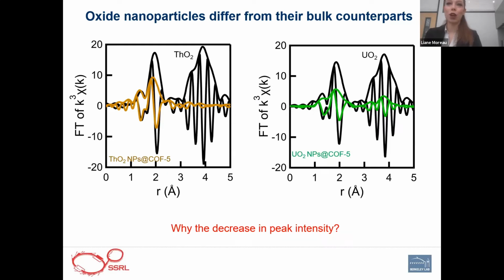So our main question here, we can look at the thorium case, we look at the uranium case. In the thorium case, we can essentially see that there's basically no second shell at all. And in the uranium case, the second shell is very decreased. The first shell is also very decreased. This is not necessarily uncommon in the case of nanoparticles, but there's more competing factors, I would say, in actinides that could contribute to this than necessarily in other systems.